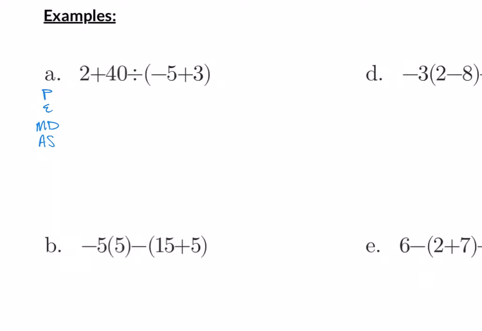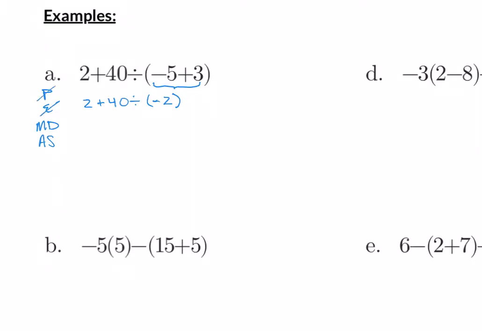So the first thing I want to do is I want to simplify parentheses. We do have a thing that counts as parentheses here. I can simplify -5 plus 3. I'm going to bring down my 2 and my 40 and my divide. We are talking about adding signed numbers, so we want to know, do we have same signs or different signs? We have different signs, so we are going to subtract and keep the sign of the larger number. We should get -2. That takes care of parentheses.